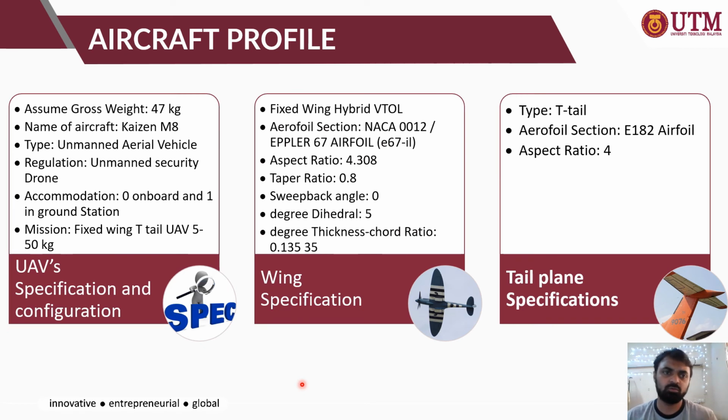Before we proceed, our aircraft profile, the UAV specification, assumes a gross weight of 47 kg. The name of our aircraft is Kaizen M8 and the type is unmanned aerial vehicle. The regulation is that it will be used as a security drone, and accommodation will be 0 on board and 1 in the ground station. The mission is a fixed wing T-tail UAV, 5 to 50 kg. And the wing specification is a fixed wing hybrid VTOL. Airfoil is NACA 0012. Aspect ratio is 4.308. Taper ratio is 0.8. And the tail plane specification is a T-tail, and the airfoil selected is E182.